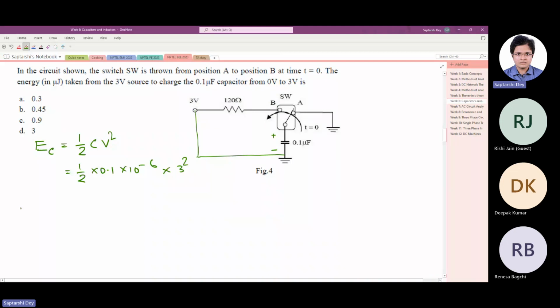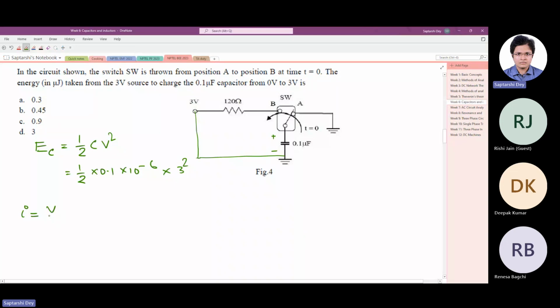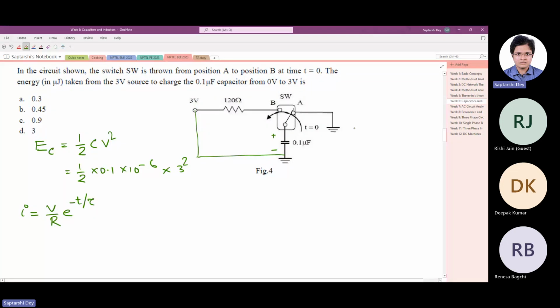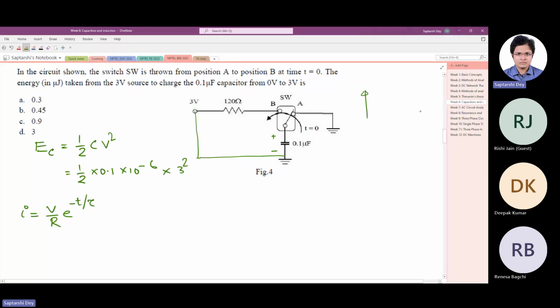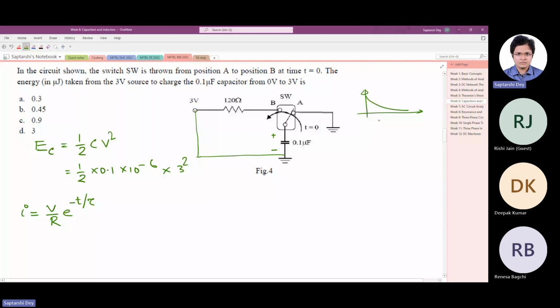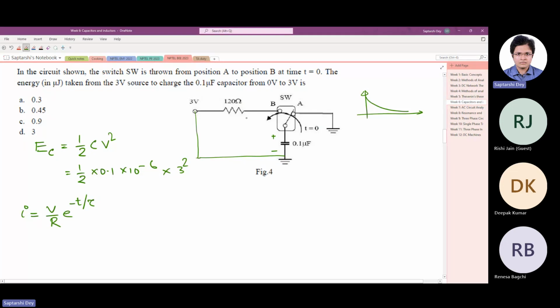Now, what is the current expression through the circuit? Current is V by R e to the power minus t by tau. How do I know it's like this? Because I know that the current is a decaying current. So the initial current was non-zero. If you put t equals 0 here, you will get I equals V by R. And if you put t equals infinity here, you will get I equals 0. E to the power minus infinity is 0. So this type of current is flowing through the resistance, right?